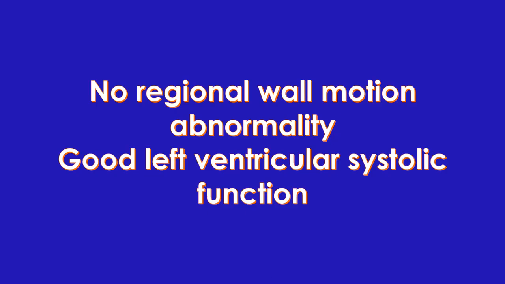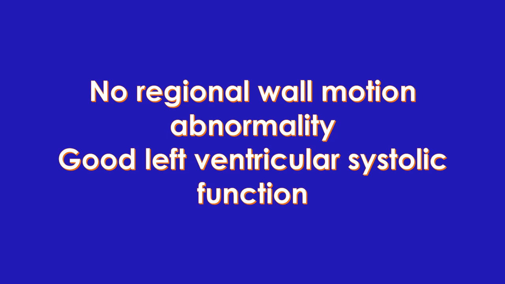After the descriptive report and the measurements, the final conclusion is usually reported at the end of the report. In case of a normal adult study, it may read as no regional wall motion abnormality, good left ventricular systolic function. Regional wall motion abnormality may be written in short as RWMA also.